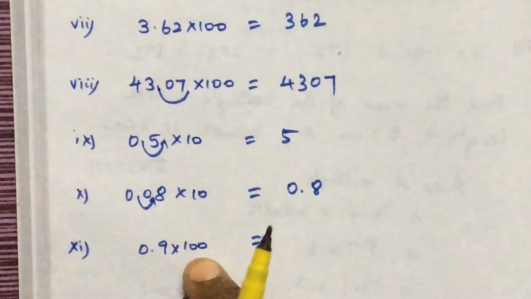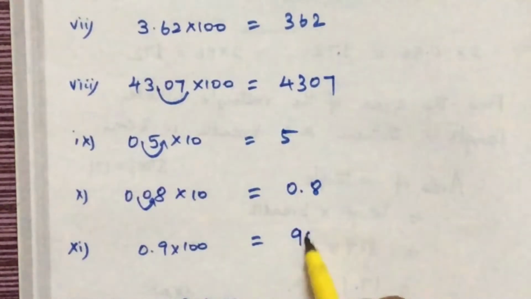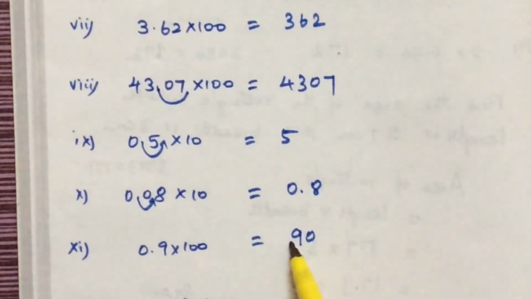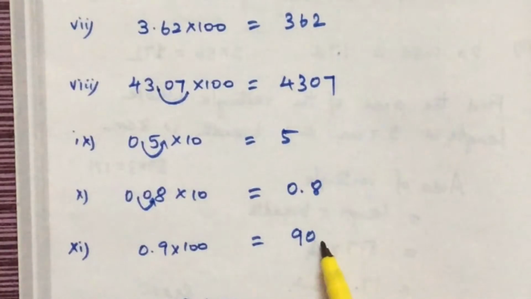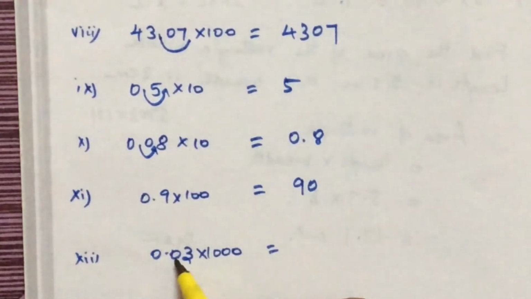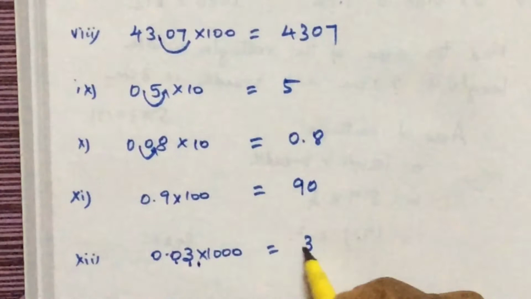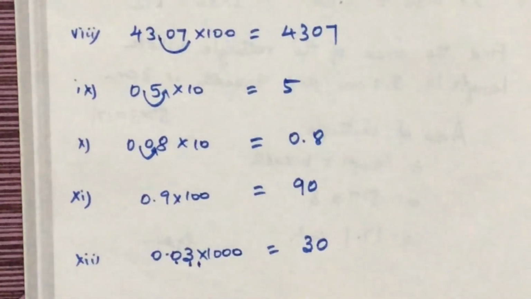Here you have to move 2 digits. So only one digit is here. So you have to put one more 0. Okay, from here you have to move 2 digits to the right. And the last is, you have to move 3 digits. So here it is 1, 2, another digit is not there. So it is 30. Okay.